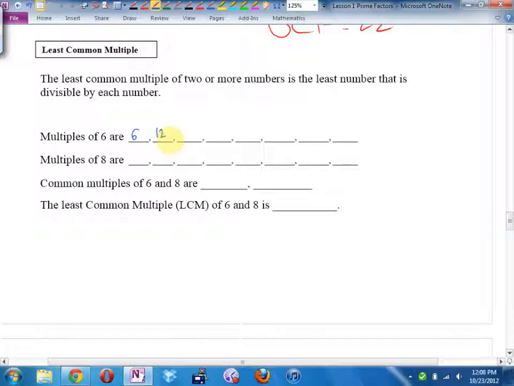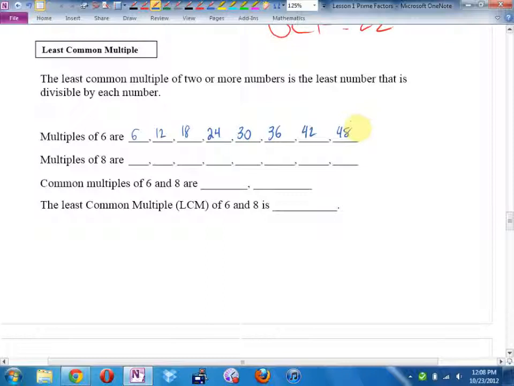Then 18. And you can either multiply or add your way along this list. I'm actually just adding 6 in my head. So I know that 18 plus 6 is 24. Then I get 30. Then I get 36. Then I get 42, 48. And it goes forever. Those are multiples of 6. There's an infinite number of them.